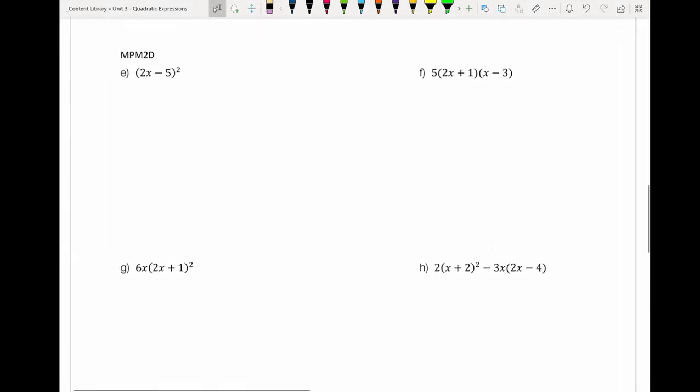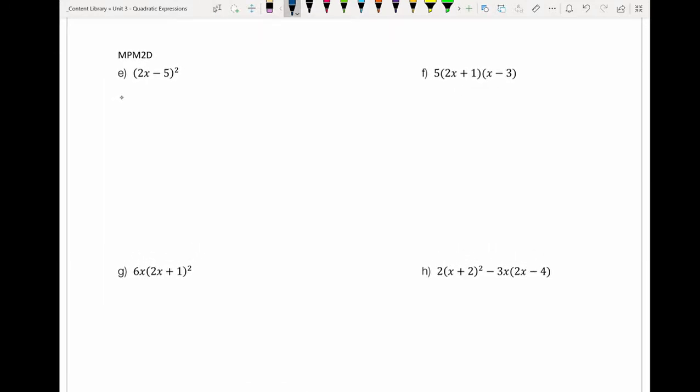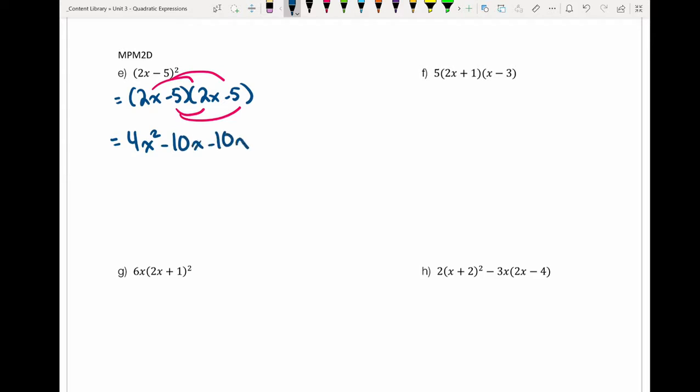Again, just going to go through more examples. So again, same idea as the last one. The squared means it's multiplied by itself, so I have to write it out twice. And now I can use my FOIL method to multiply through. So we should get 4x squared minus 10x minus 10x plus 25, because negative times a negative is positive.